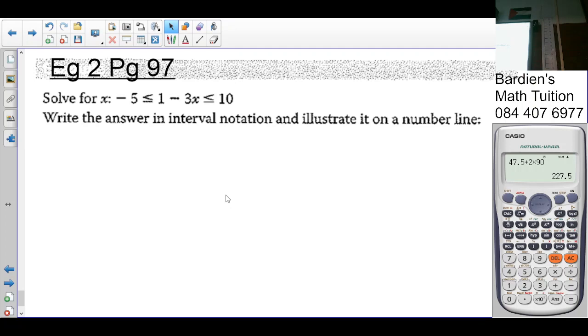Okay. People, this question says solve for x. If 1 minus 3x is greater than or equal to negative 5, but less than or equal to 10. Write the answer in interval notation and illustrate on the number line. For now, we're not going to write in interval notation. We're going to master this first. So, if you got negative 5 is less than or equal to 1 minus 3x is less than or equal to 10, the idea is to isolate the x, to get x on its own first.